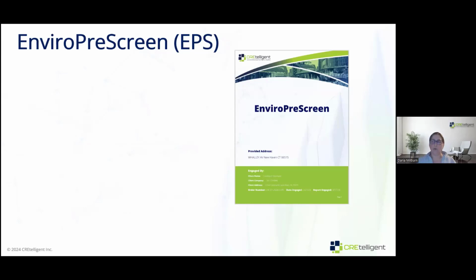So what are the reports? Well, the first level of desktop report is the Enviro Prescreen. This is our flagship product here at CREtelligent. It is probably the one that is the most commonly ordered. But the EPS in and of itself has many variations. Its ideal use is just to be a quick check on a property. It is not comprehensive. It does a quick look at what potential listings there may be for a subject property and the immediate surrounding area.